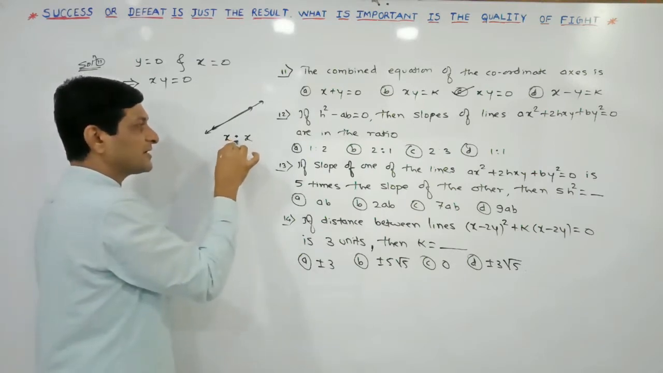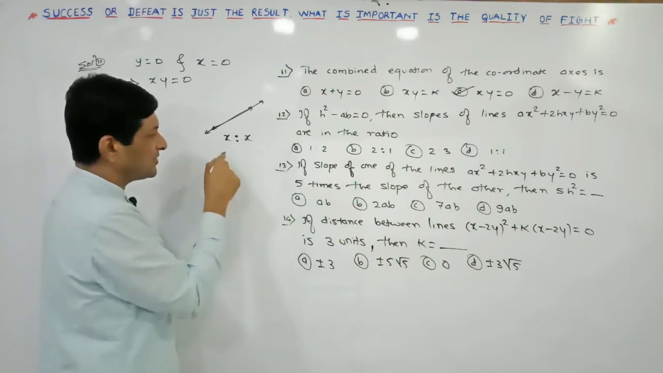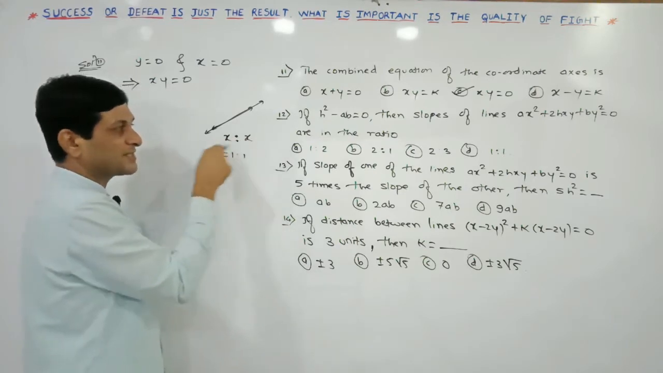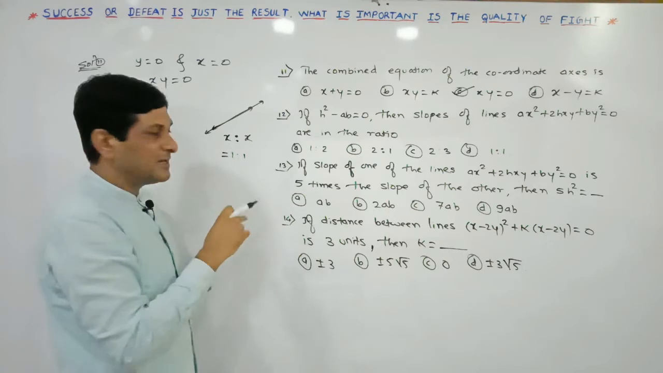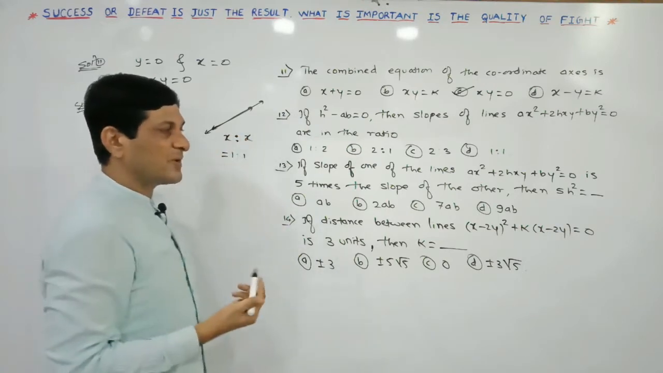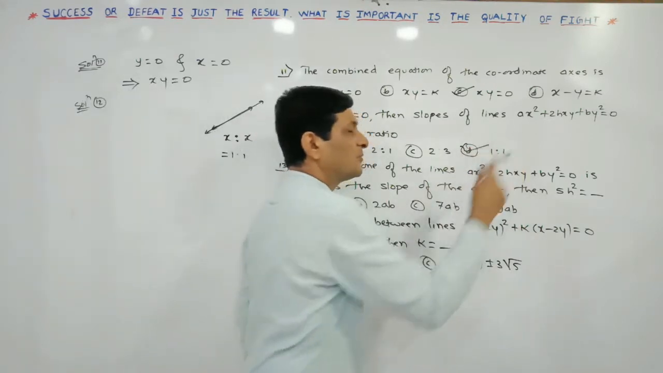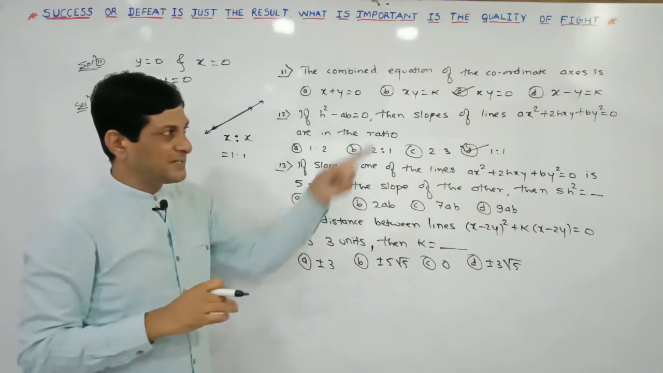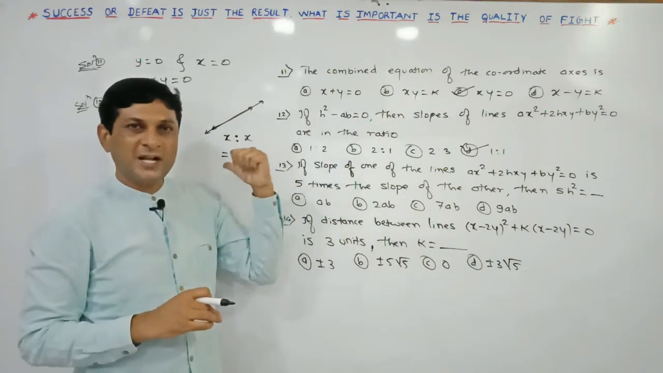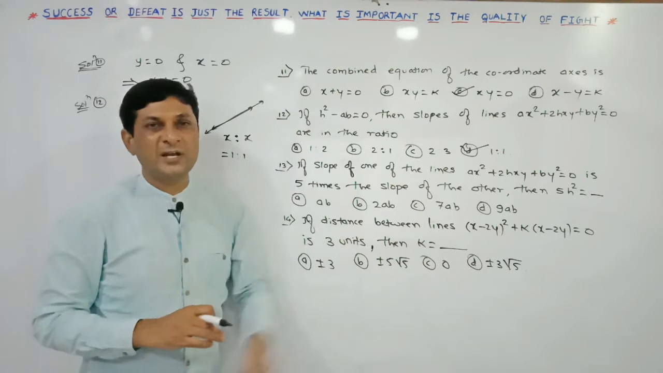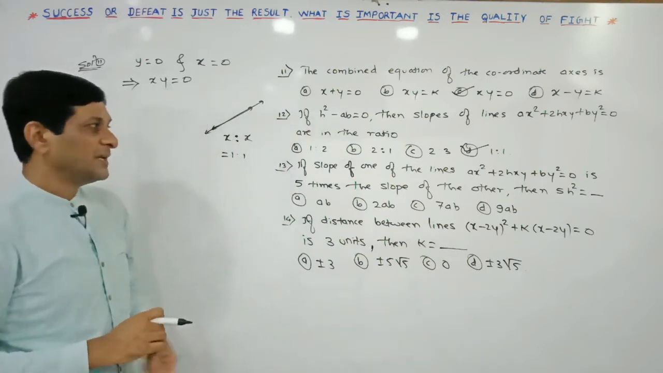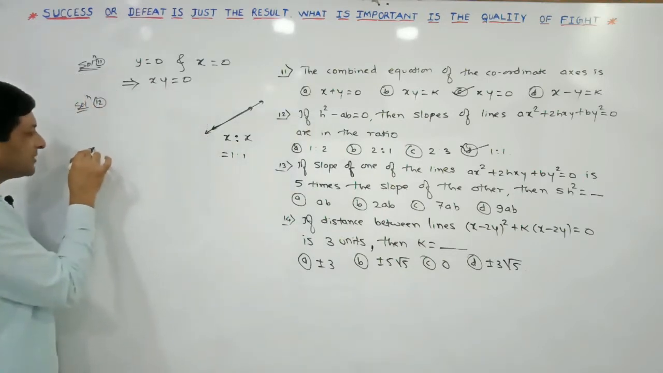And we can say that the ratio of slopes will be what? 1:1. Because both the values are the same, we can say that the ratio will be equal to 1:1, since the lines represented by this homogeneous equation are coincident if h² - ab is equal to 0. Now let us try to solve example number 13.